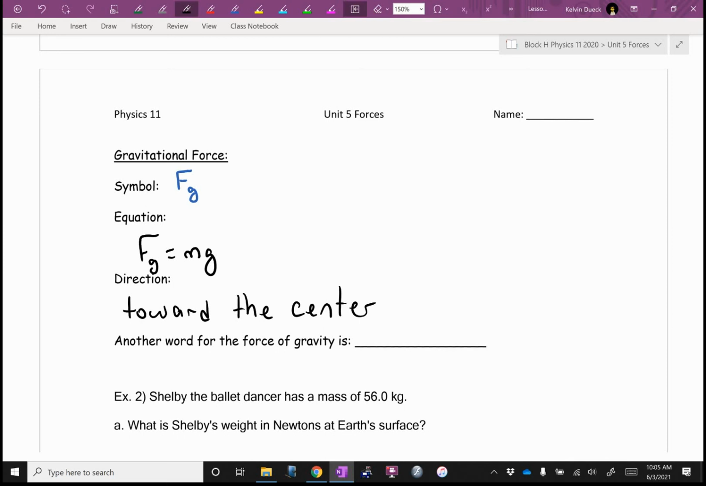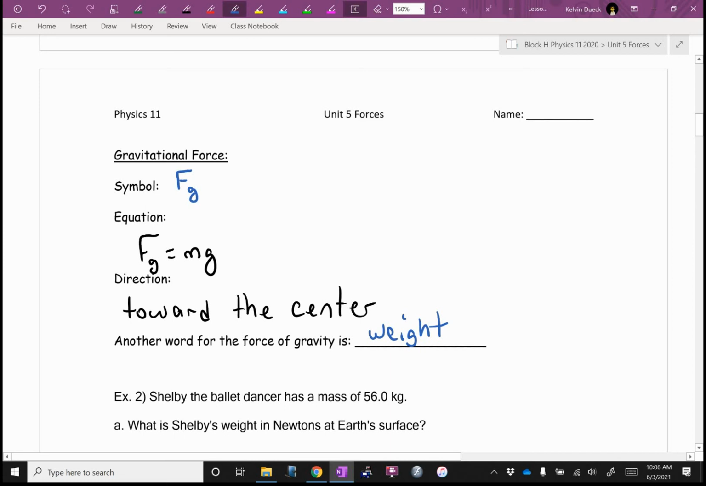What's another word for gravity? This you have to commit to memory. No, it's on your green sheet. What's another word for the force of gravity? Starts with the letter W. It's on your green sheet. Wait. Oh, W-E-I-G-H-T. Okay.